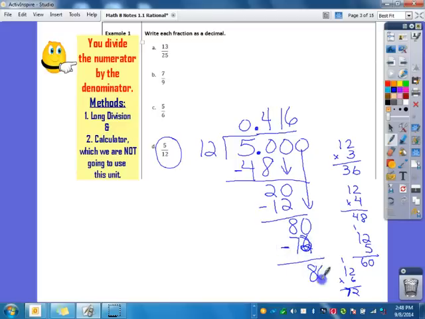8 again. So we're going to end up repeating with that 6, because it would have kept going 6, 6, 6, 6, 6, and so on. So we write that as 0.416 with the bar notation only over the 6, because that's the only part that repeats.